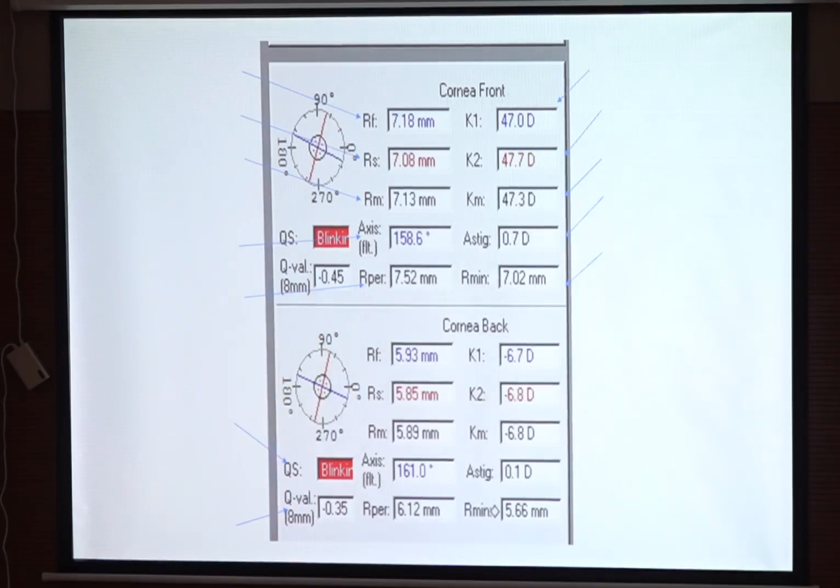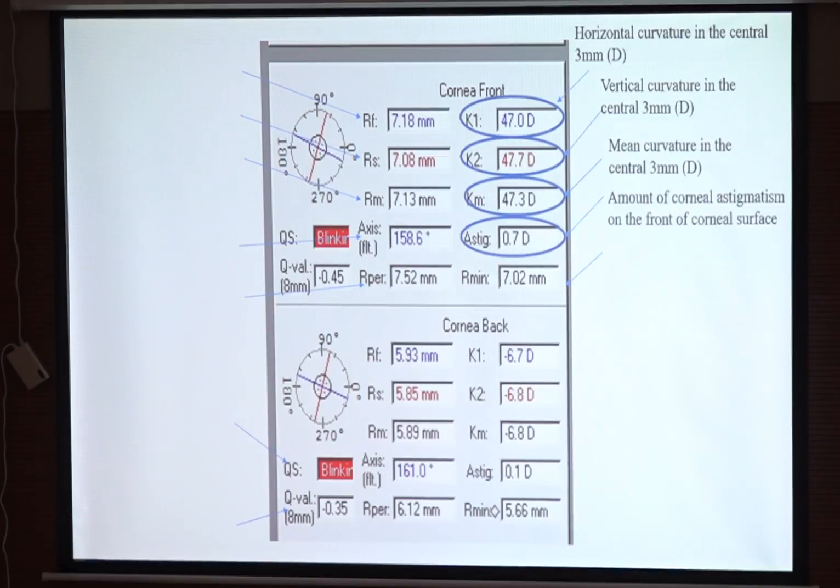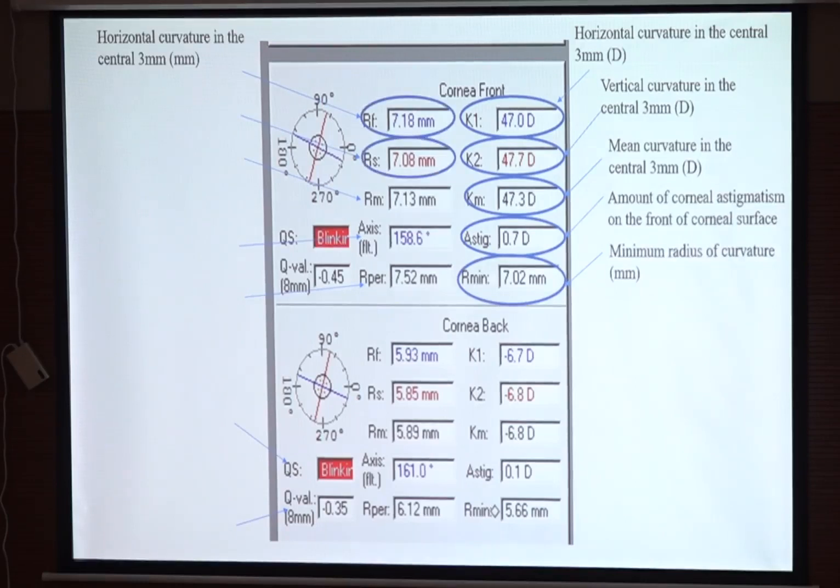So these are the various parameters that are depicted on the left side of the map, as we have seen in the full map. So what all is depicted is that you have the K1 value, which is your horizontal curvature in the central 3 mm zone. Then you have the K2, which depicts the vertical curvature. Then you have the mean curvature in the central 3 mm zone. These all are in diopters. Then you have the amount of the corneal astigmatism which is present on the front surface of the cornea, and the minimum radius of curvature. On the other side, it is showing the same values, but these are in millimeters. You have the mean curvature.